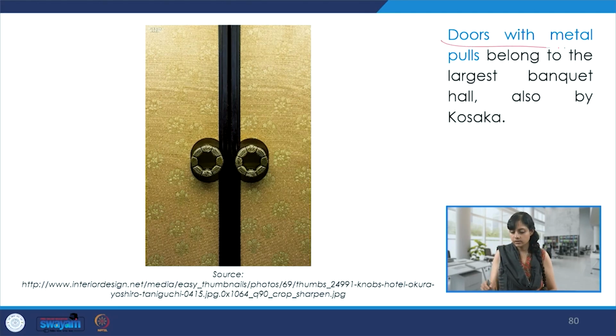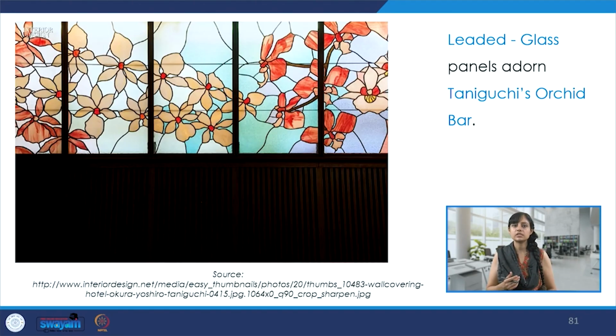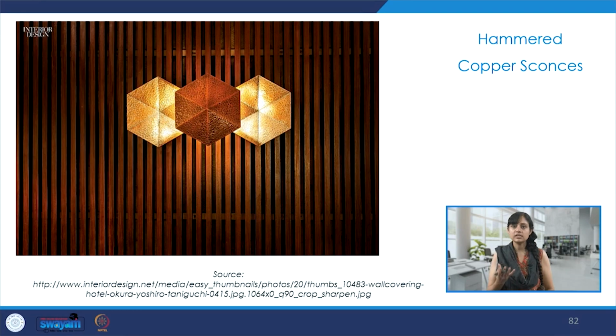So we see over here doors, and they have metal pulls, and they are also very interesting and eye-catching elements. There are also leaded glass panels, and they adorn this entire orchid bar in this project. I love these hammered copper sconces, and they have very interesting texture over here. And then also the difference in the color because of the way the lighting is designed. And again, there may also be the difference in the gauge of copper or the sheet of copper that is chosen to create this kind of design vocabulary.